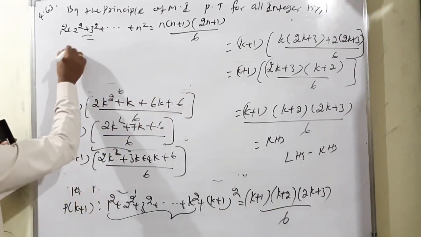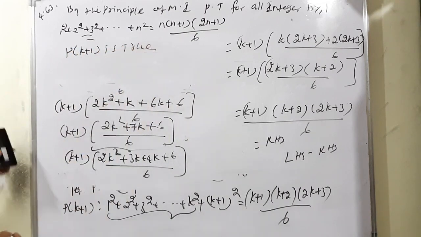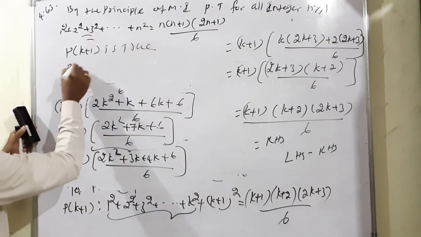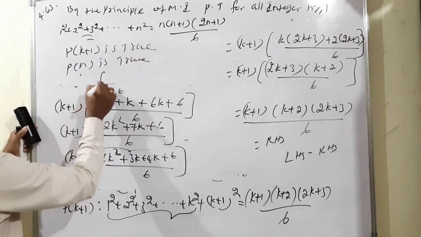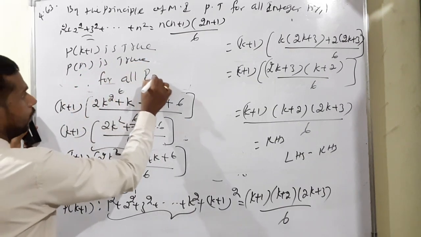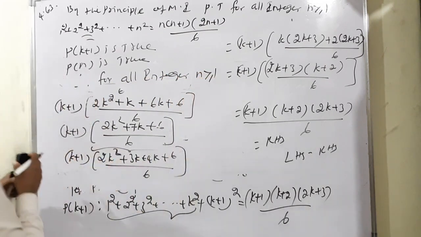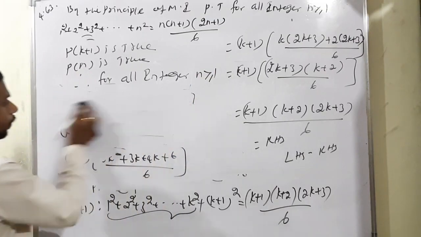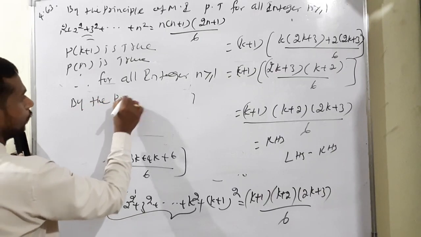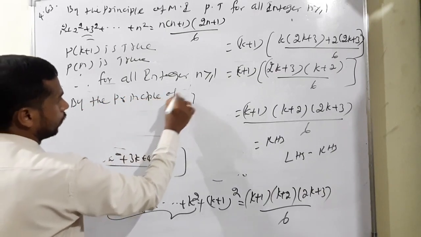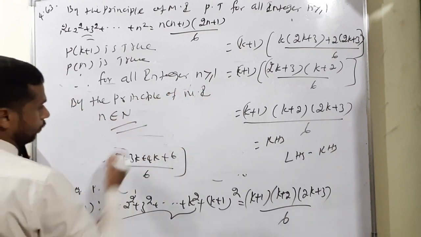So P of k plus 1 is true. P of k plus 1 is true means P of n is also true. Therefore, for all integers n greater than or equal to 1. So the last line is compulsory: by the principle of mathematical induction, n belongs to natural numbers, hence proved.